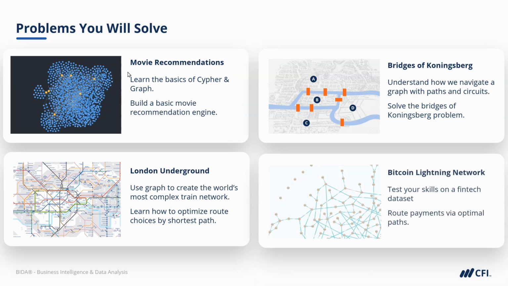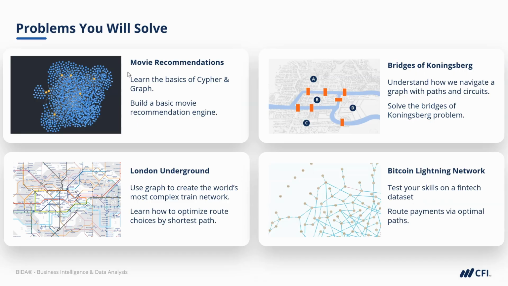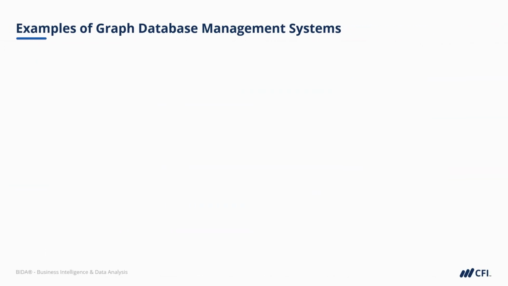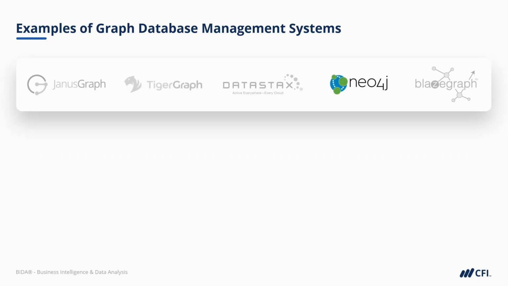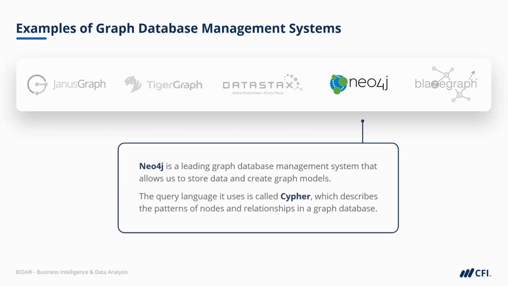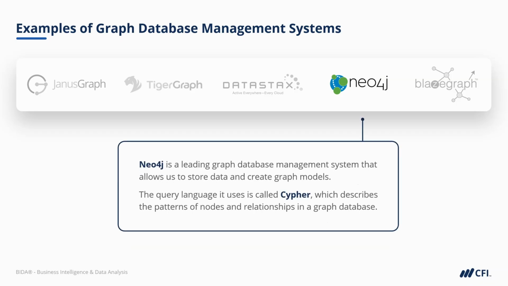Finally, I'm going to let you test your skills on a case study of the Bitcoin Lightning Network. So using this, you can test your skills on a fintech dataset and try to route payments via optimal paths. Don't worry, you don't need to know anything about Bitcoin to complete that task. To do all this, we're going to be installing a graph database management system, and there are plenty to choose from. We're not going to go into the details right now, but we're going to pick Neo4j, which is a leading graph database management system that uses a query language called Cypher.